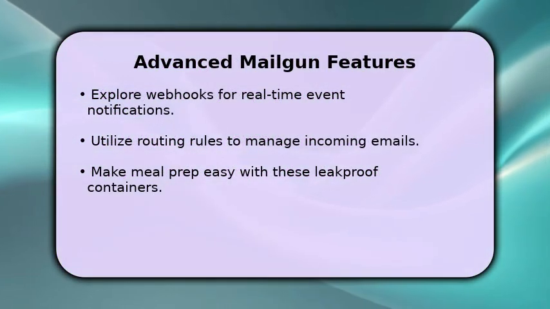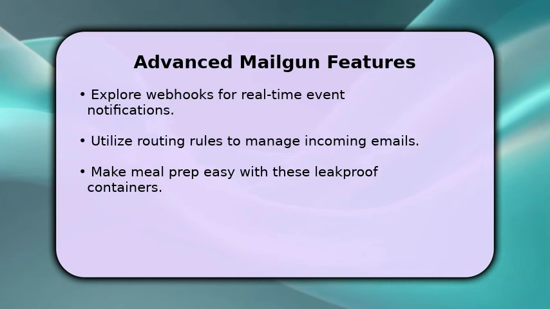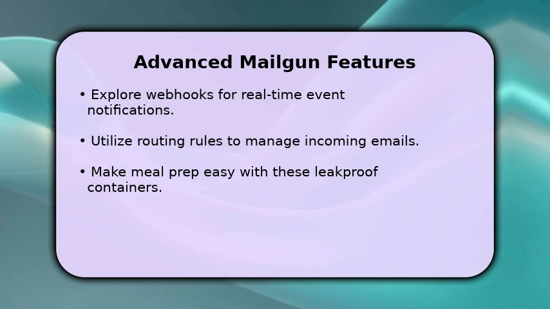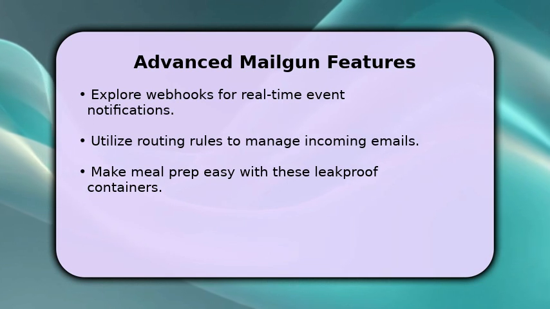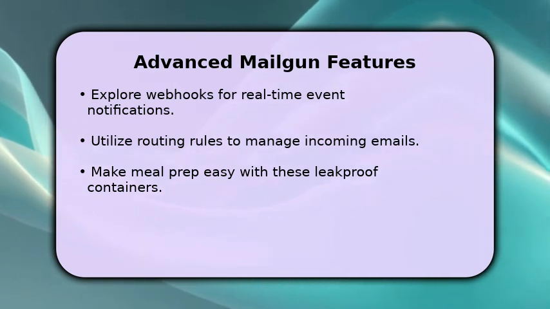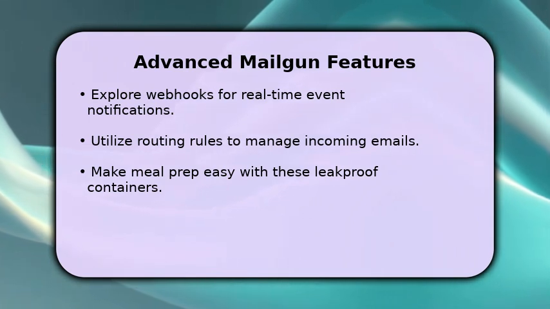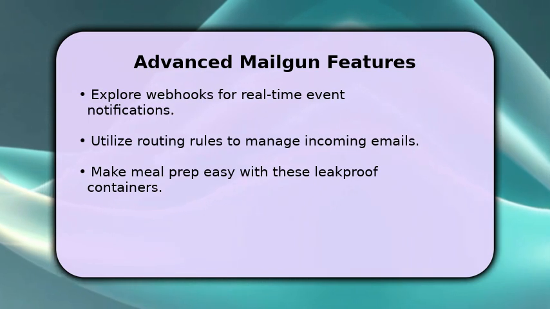Beyond basic sending, Mailgun offers powerful advanced features. Explore webhooks to receive real-time notifications about email events like deliveries, opens, and clicks. You can also set up routing rules to manage incoming emails, forwarding them, or triggering actions based on specific criteria. These features provide greater control and insights into your email operations.